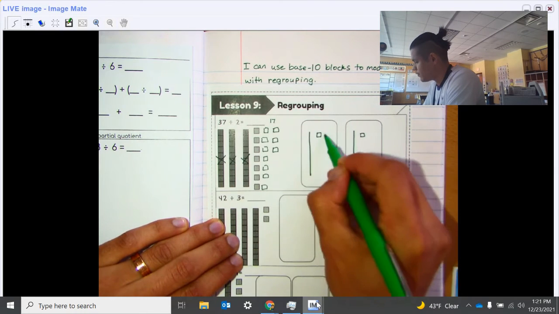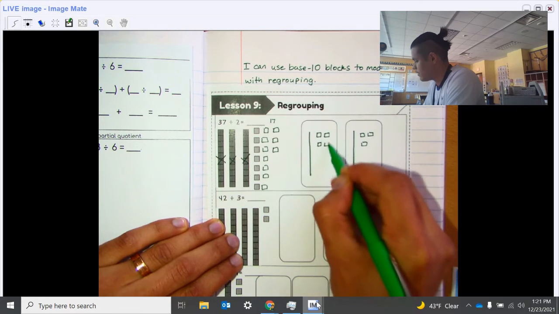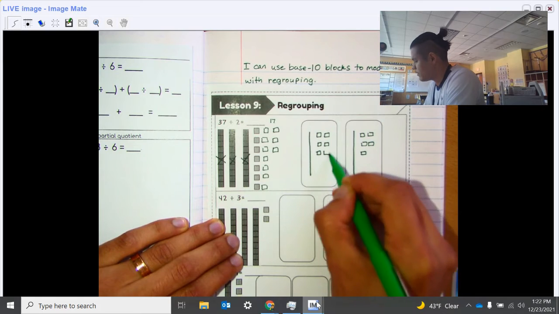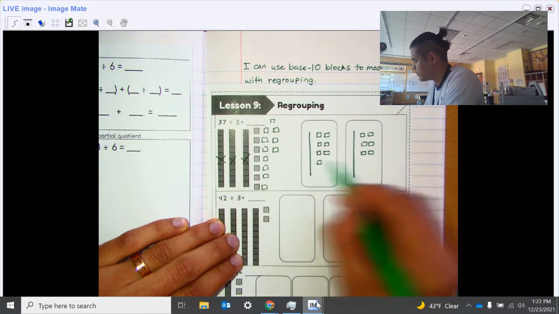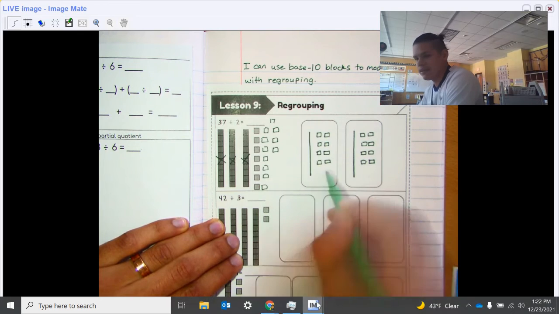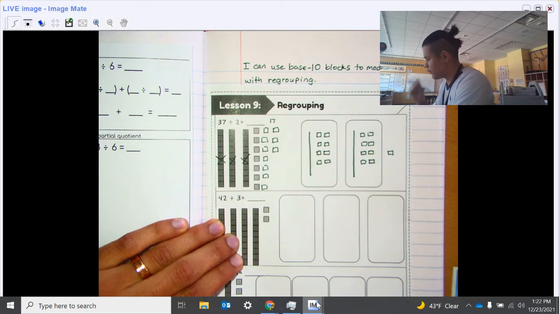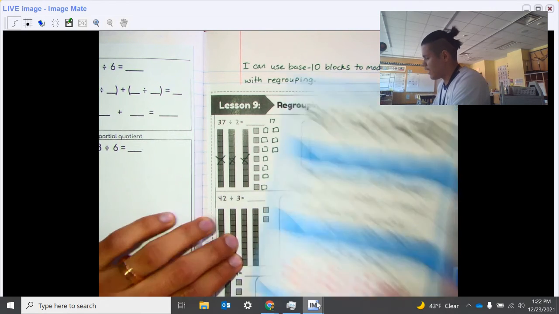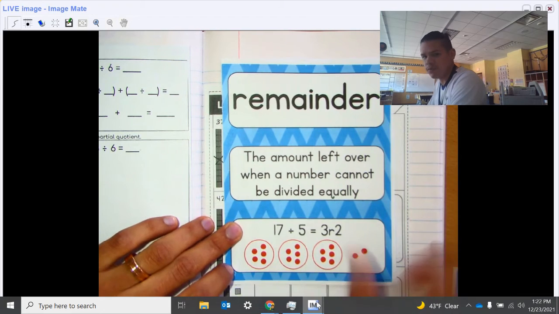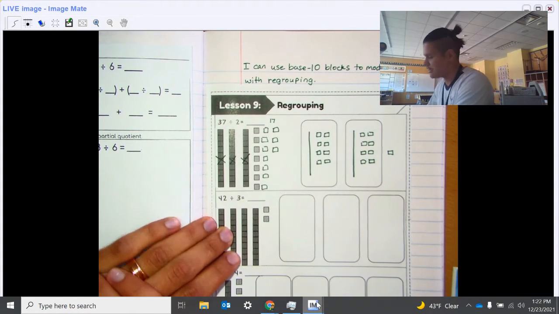1, 2, 3, 4, 5, 6, 7, 8, 9, 10, 11, 12, 13, 14, 15, 16. I have one more left over, and I can't share that equally. So it looks like we have our first problem with a remainder. A remainder is the amount left over when a number cannot be divided equally. We should have known that because 2 is an even number and 37 is not even.